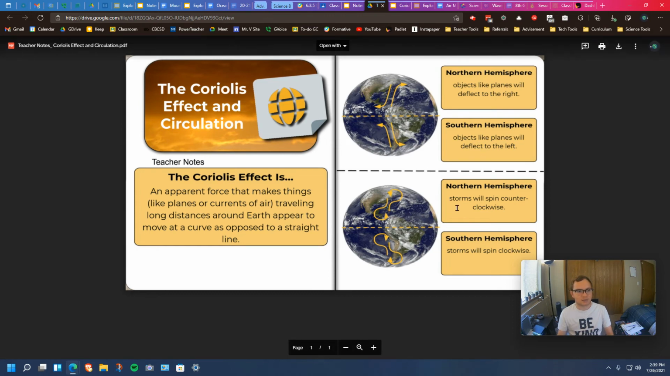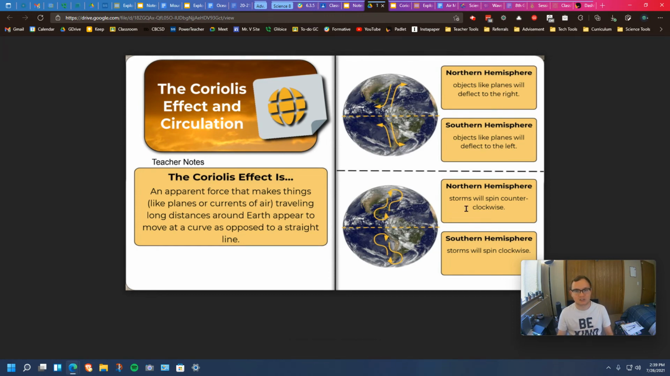If we look at some of the weather, right? So storms, just think of hurricanes, right? They're that spinning circle. In the northern hemisphere, they spin counterclockwise, so opposite of a clock. But in the southern hemisphere, they spin clockwise. And that has to do with the fact that they're spinning as they travel over Earth, and the Earth is spinning, and they're not connected in that way.